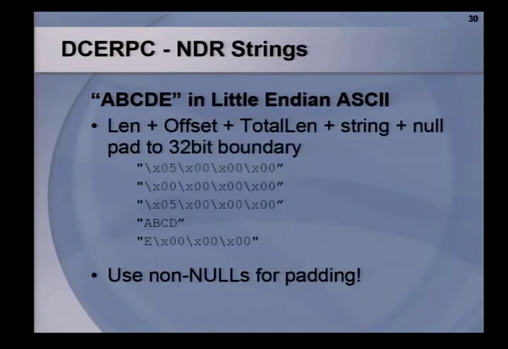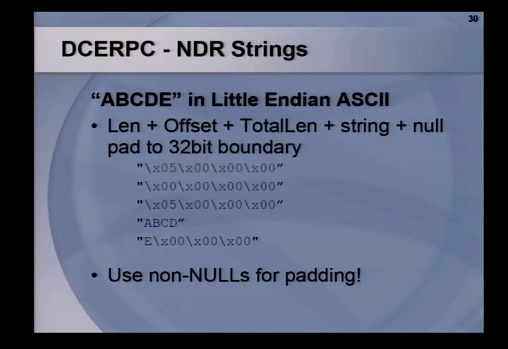All right, so one of the things we were talking about is how you handle strings. Let's show you how NDR handles encoding an ASCII string. The way it works is you send a length. First you have to set the type of numbers you're sending. Is it big endian or little endian? Normally it's sent in little endian.